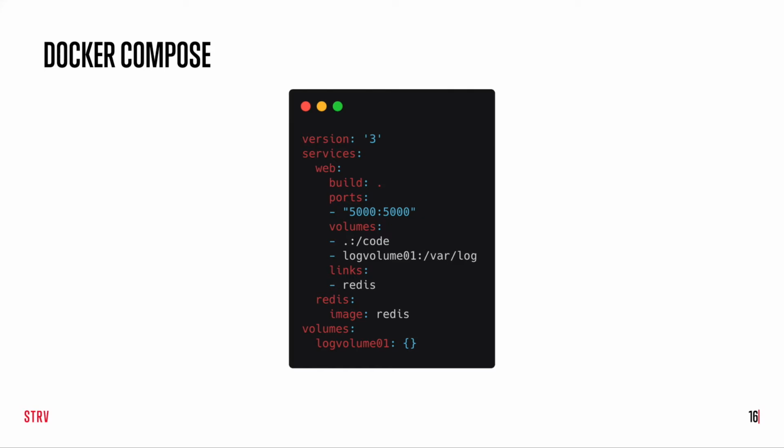And then we have links, Redis. This is kind of like documentation, because right now links is deprecated. By default, everything is linked, but it's like telling that this web service depends on the Redis one. So that's basically it. So yeah, let's start with the demo.